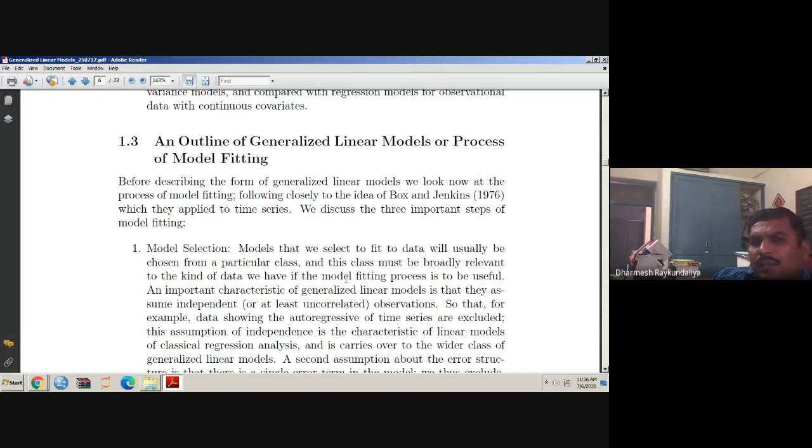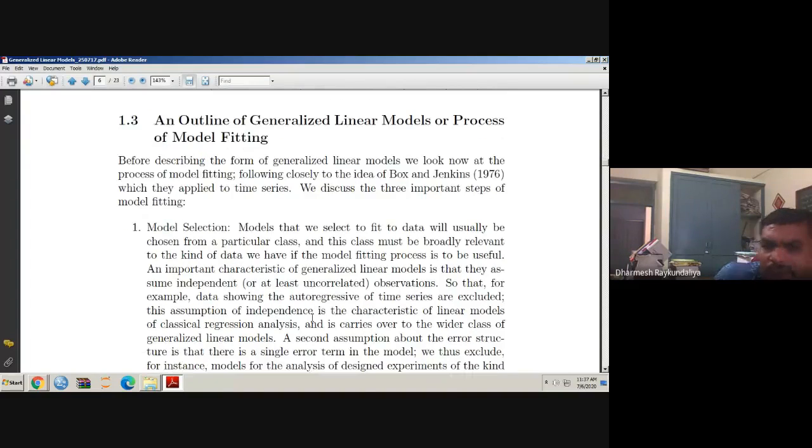An outline of generalized linear models, or the process of model fitting. Earlier we have seen one approach of model fitting. Here there is another way of model fitting, which was given by Box and Jenkins in 1976. Box and Jenkins gave the concept of model fitting in the time series approach, and in the same approach we can also fit generalized linear models. Box and Jenkins gave three important steps of model fitting, so we will use that approach for fitting generalized linear models.